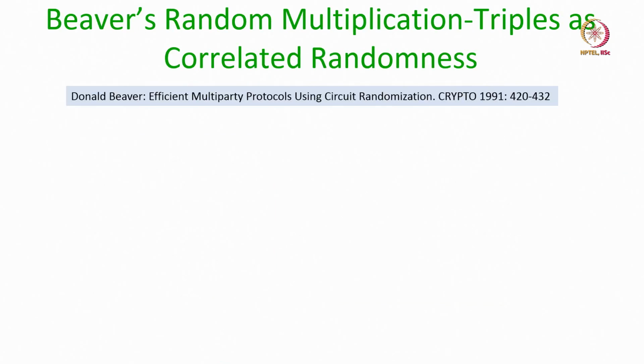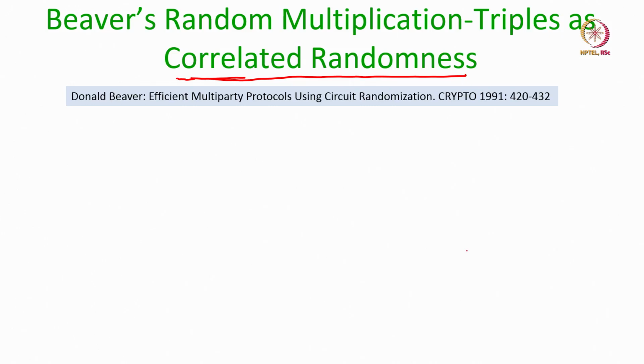So, let us see one form of correlated randomness or the raw data which can be generated in the pre-processing phase and which significantly simplifies the evaluation of the multiplication gate or the process of solving the degree reduction problem. This method is attributed to Don Beaver.